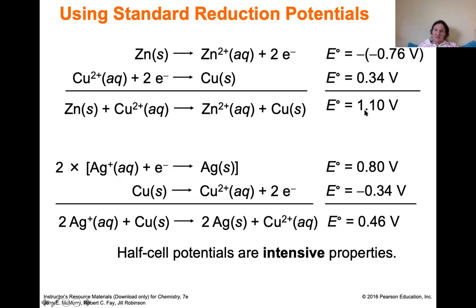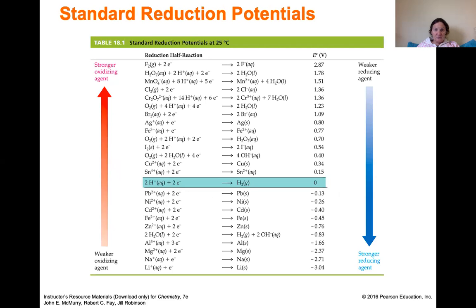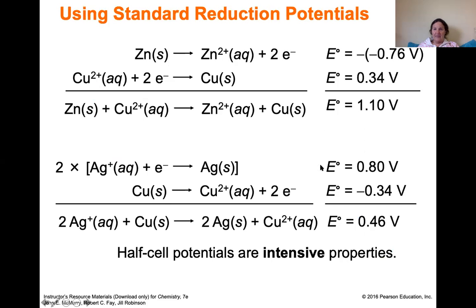So you get an E0 of 1.10 for that cell. The next one, notice it's silver being reduced. So this will come right out of the table, 0.80, but copper is being oxidized. So when we look back, copper is in there. Its reduction potential is 0.34 right there. We had to change the sign because we're choosing a reaction where copper is being oxidized. Notice that when I multiplied this by 2, because I needed to get the electrons equal, I did not change this value.